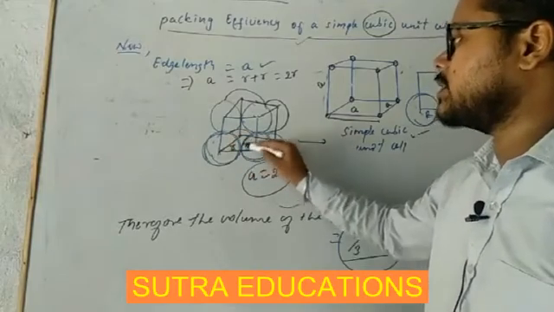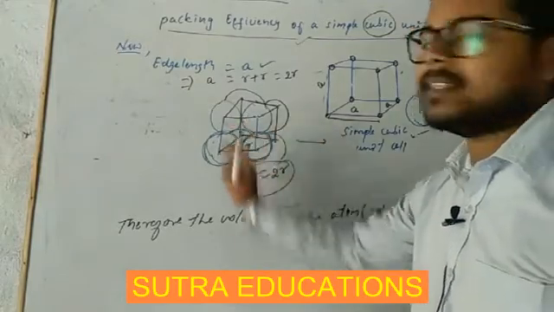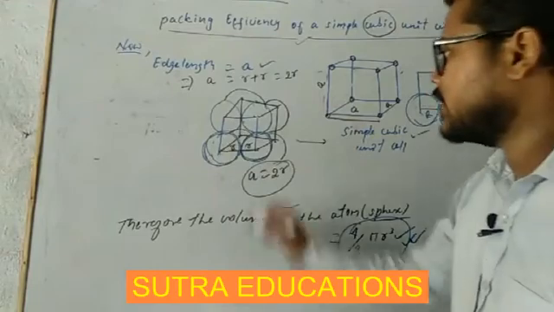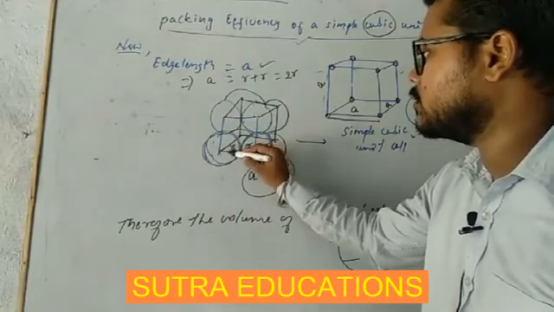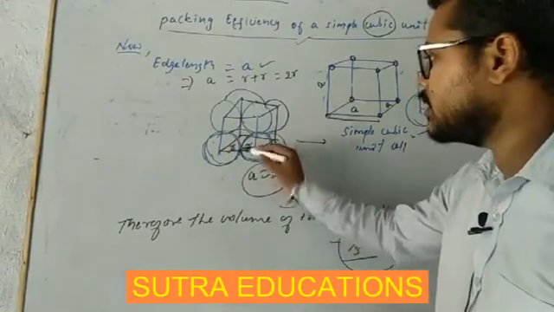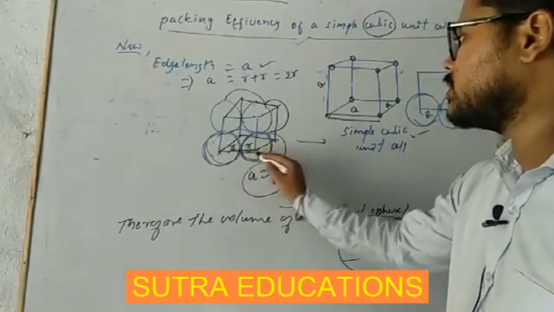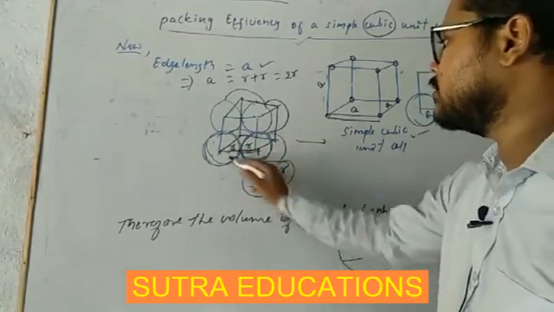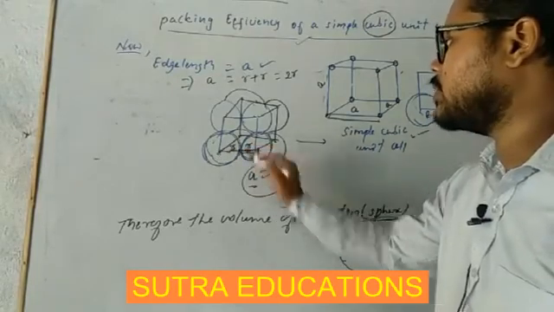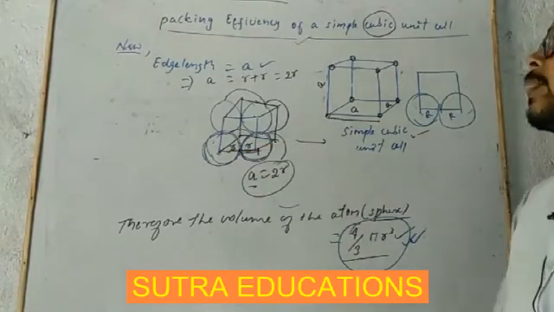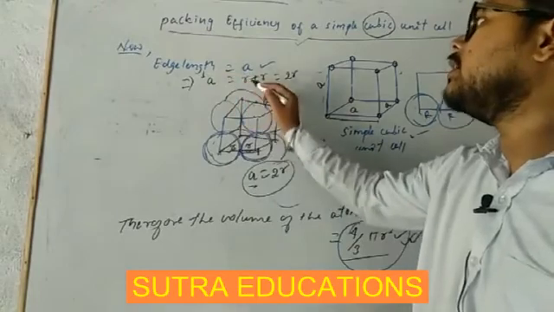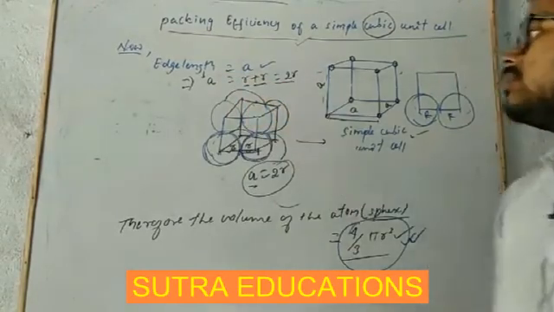The atoms present at the corners are touching each other. That's why this distance will be equal to the radius of the sphere. Again this distance is equal to the radius of the sphere, and from this distance to this distance is the edge length. So edge length is equal to R plus R. We can say edge length is a, and it is equal to R plus R, which is 2R.